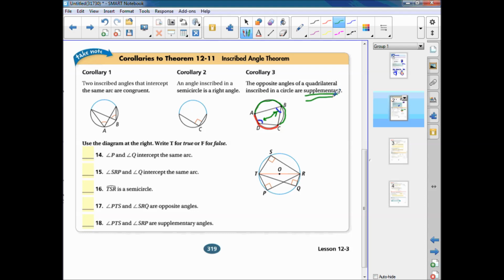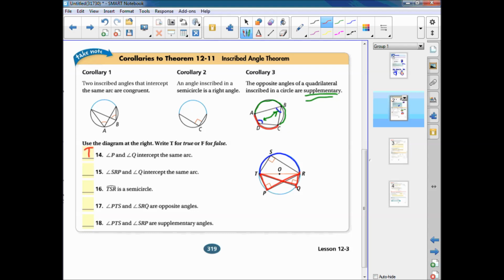All right, so use the diagram at the right to write true or false. Angle P and angle Q intercept the same arc. Let's take a look at it. Angle P is here, and angle Q is here. This one uses the arc formed by T and R, and angle Q uses the arc formed by T and R also. So this is going to be true.